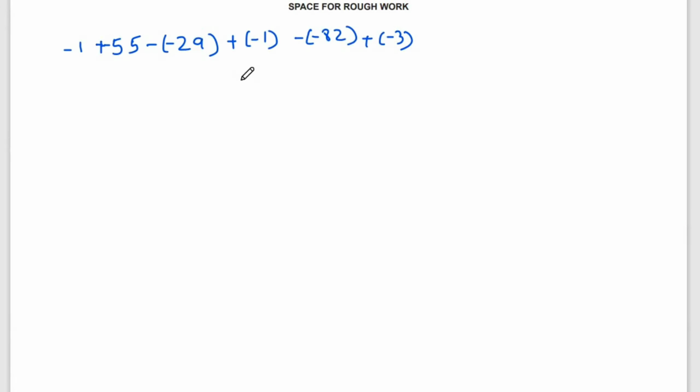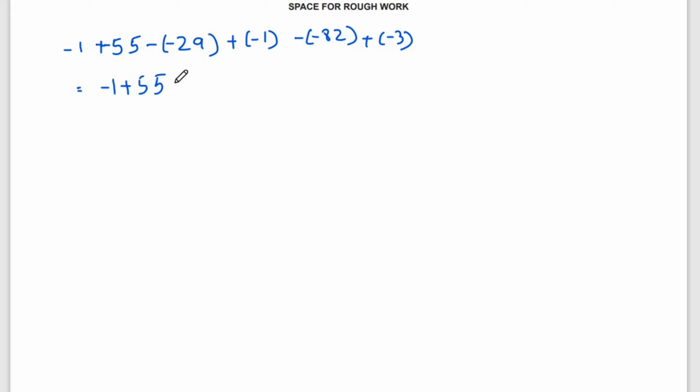So I have written the question here. The same question, I've taken it down and written here. So now let's solve this question. This will be equal to -1, we'll write it as such, plus 55, we'll write it as such. First we are going to remove the brackets. As you know the BODMAS system, we will first remove the brackets.